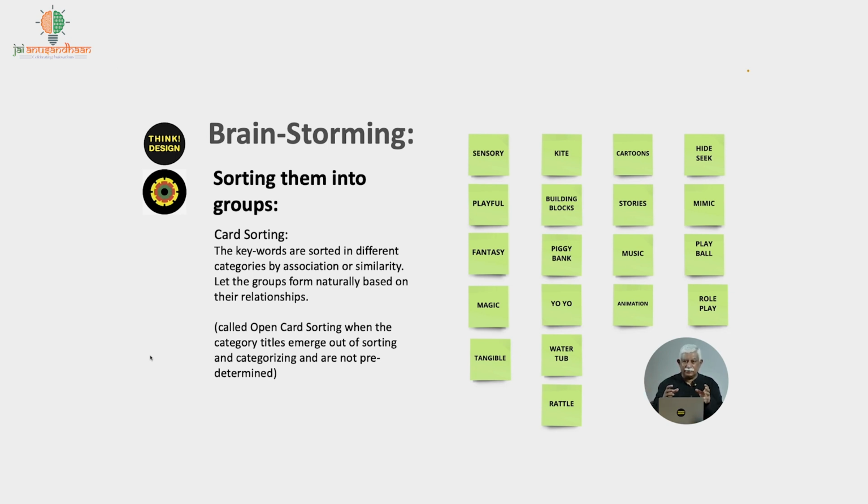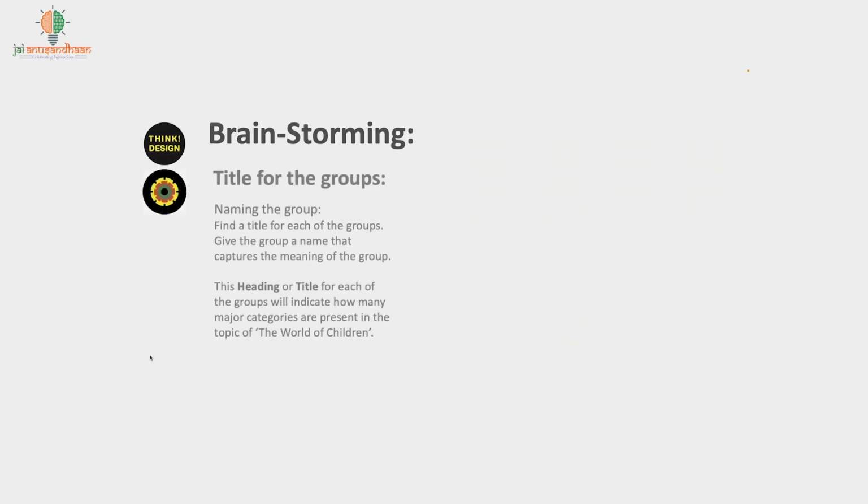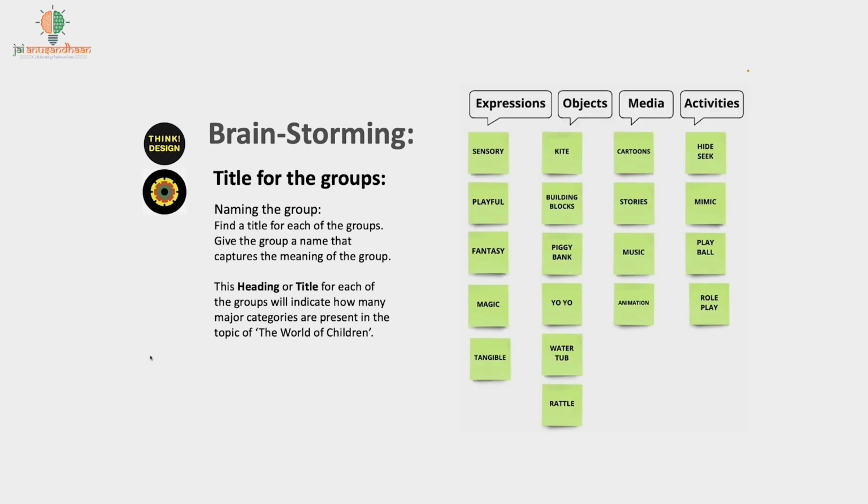And this way of forming categories is called open card sorting. So you don't know which category it becomes. The categories come out naturally by putting it into different groups. So when you do the categories, you do it with affinities, right? The next stage is, once you know that, you can put titles for each of these categories.